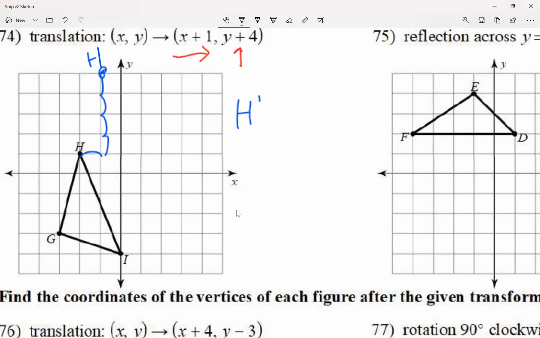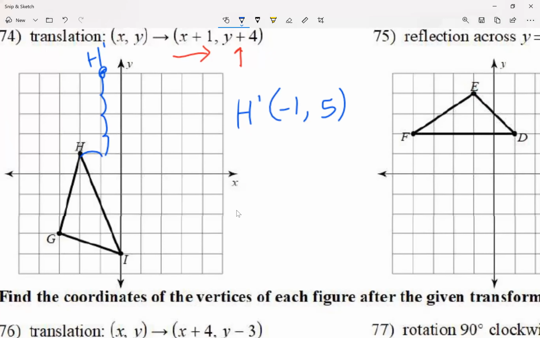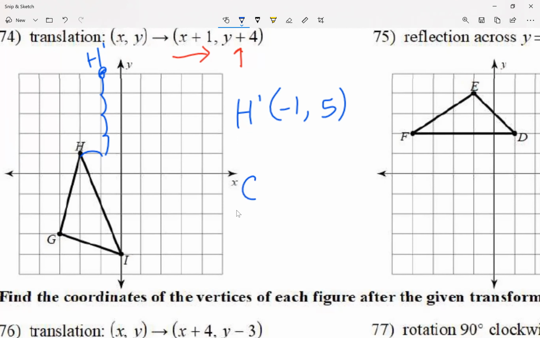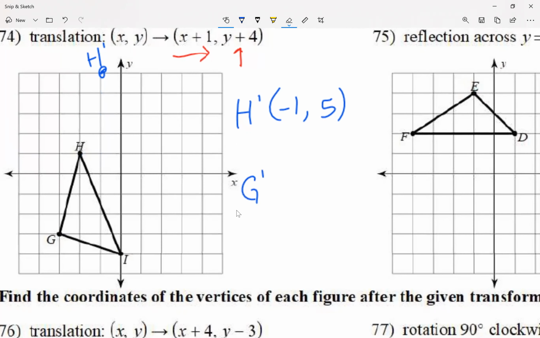This is my new H prime. My coordinates are -1, 5. I can do the same thing with G prime. I see G, and I'm going to follow. I'm going to go 1 to the right, 4 up. I count my spaces. And this is my new point, G prime.